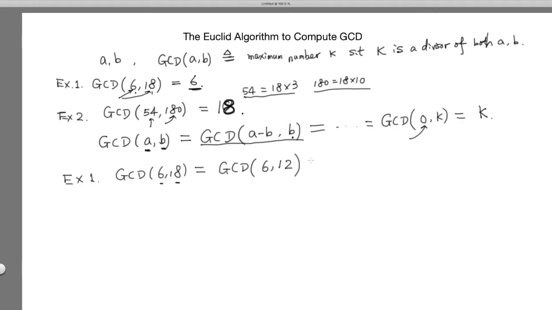Again, we keep doing it. Now the larger number is 12, the small number is 6. We replace the larger number by the difference. So it's GCD of 6 and 6, and then they are the same.